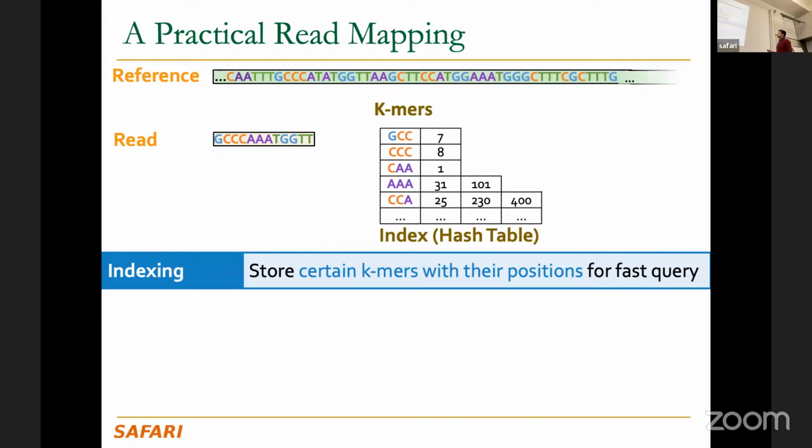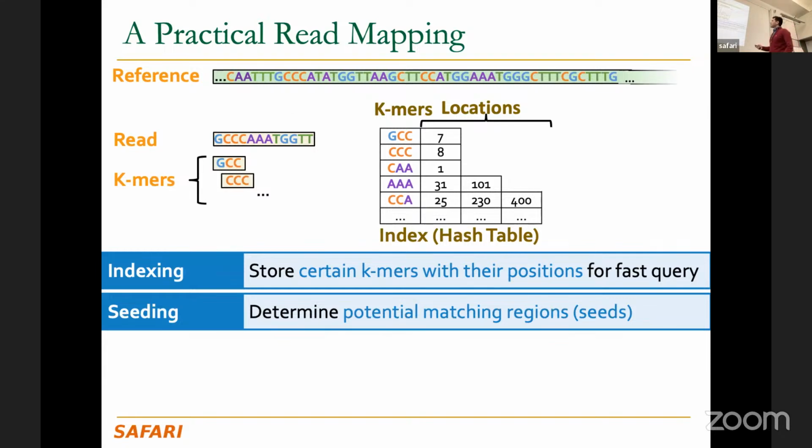So we call these subsequences k-mers, and then we extract those k-mers from the reference genome, and we store these k-mers as keys in the hash table, and as values we store the positions where they appear in the reference genome. Similarly, when we have a read that we want to map to a reference genome, we extract k-mers from the read, and then this time we query this hash table to identify where these k-mers appear in the reference genome very quickly. So this is simply a single lookup of a hash table.